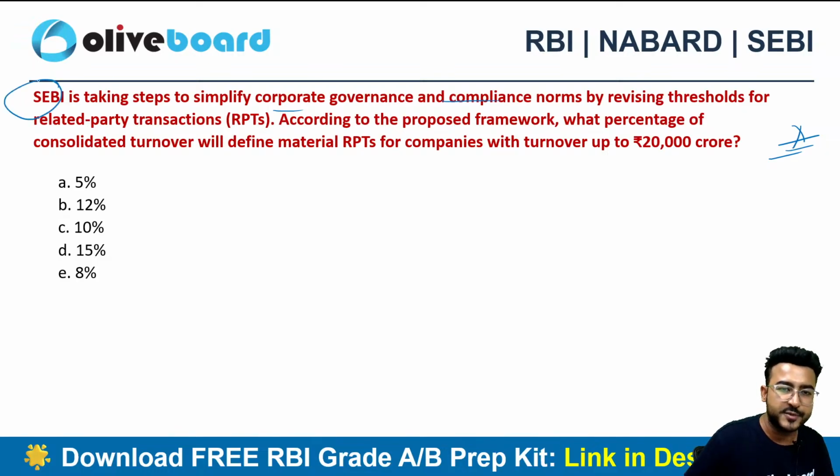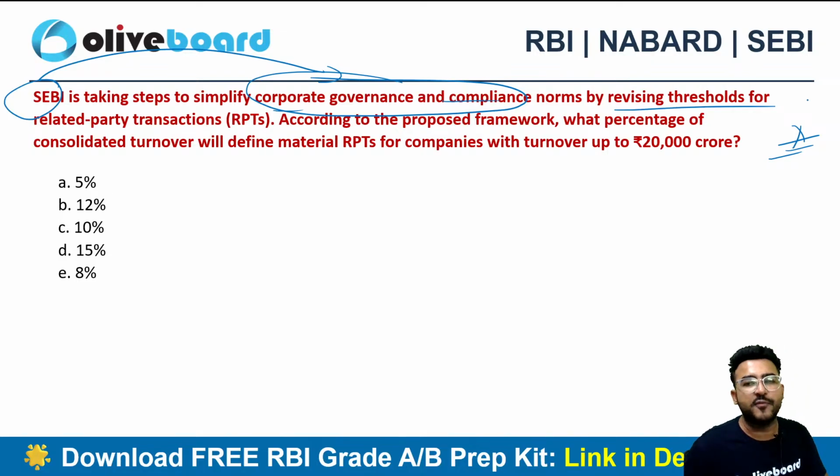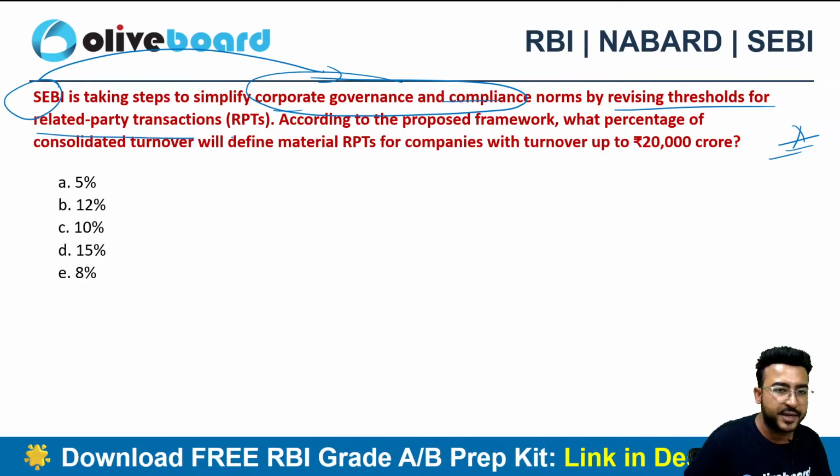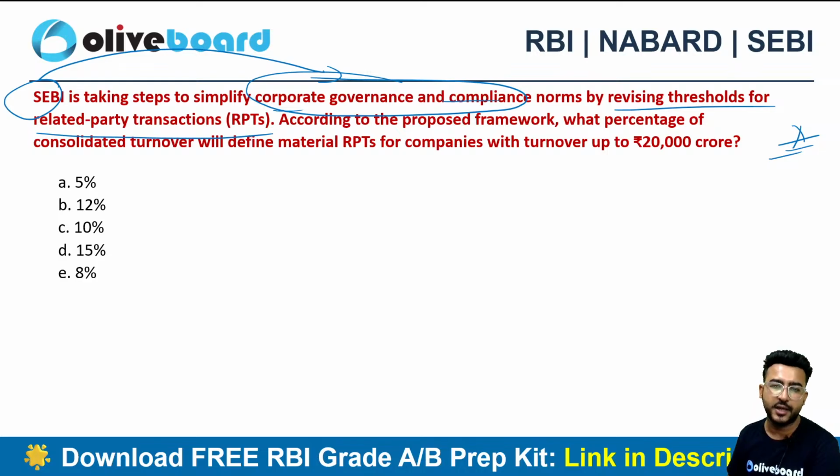First it is related to SEBI, then it is related to corporate governance and compliance, which is again a topic in your syllabus, right? They are suggesting to revise a threshold for the related party transactions, right? So according to the proposed framework, what percentage of the consolidated turnover will be defined as the material RPT, related party transaction, for companies with turnover above 20,000 crore? Anyone?